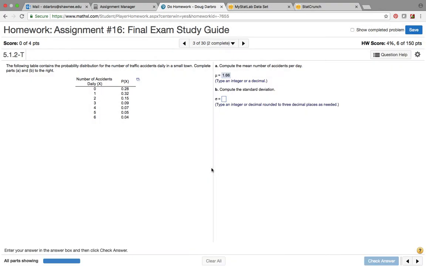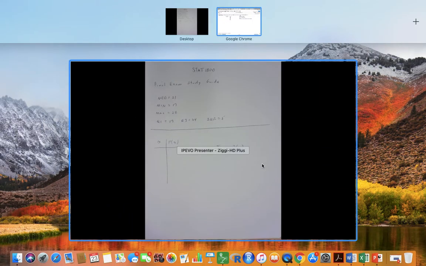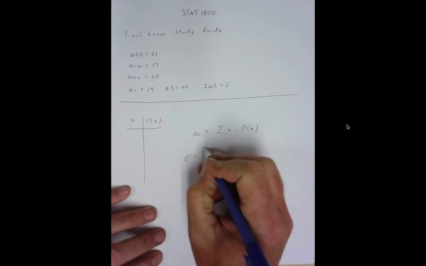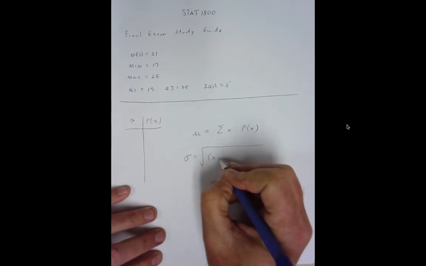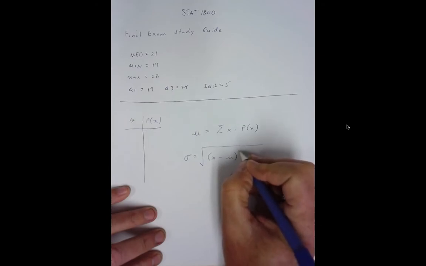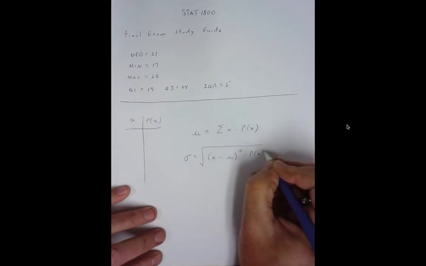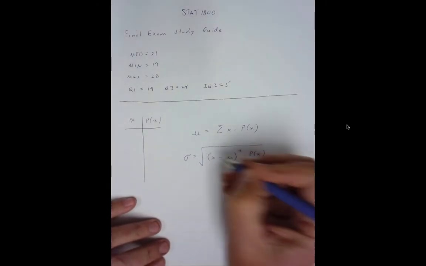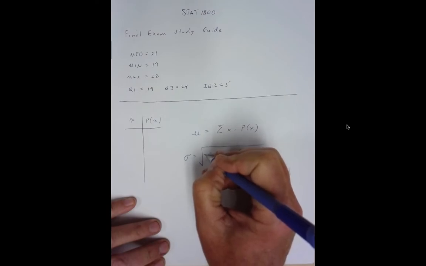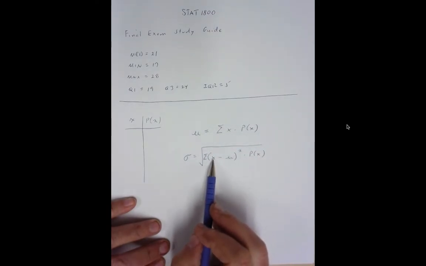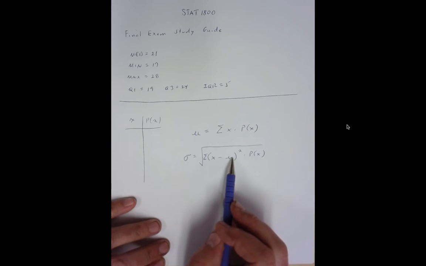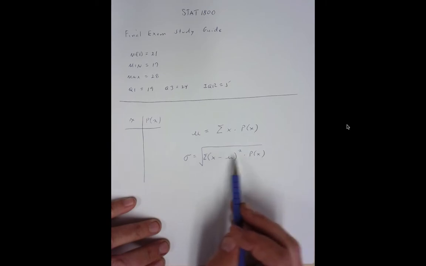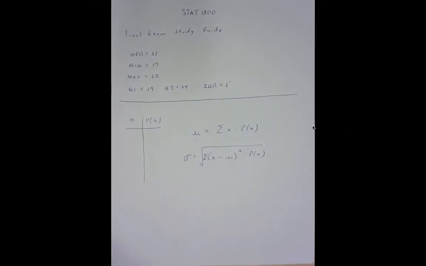Now, it's going to ask for the standard deviation next. The standard deviation formula is the square root of each of the x values minus the mean quantity squared times the probability. So, we need to sum all these up. Forget the summation. We'll take each x, subtract the mean, square that, and multiply it times its probability. We'll sum all that up, and then we'll take the square root of it.